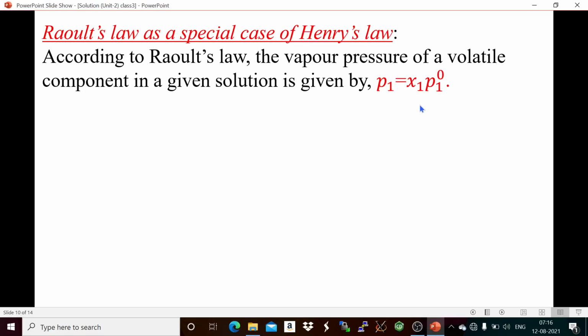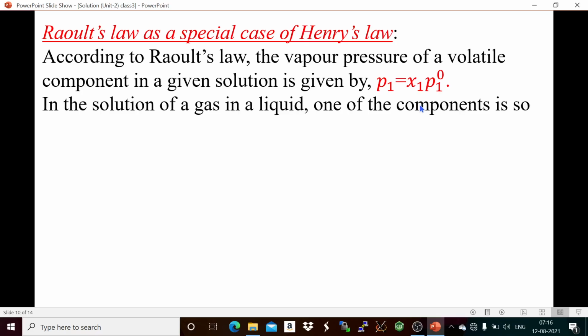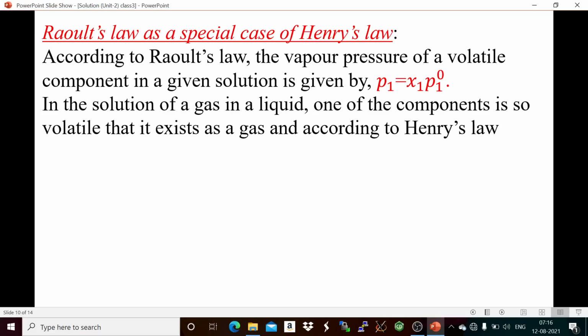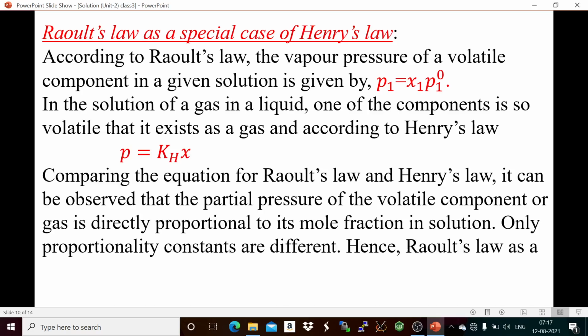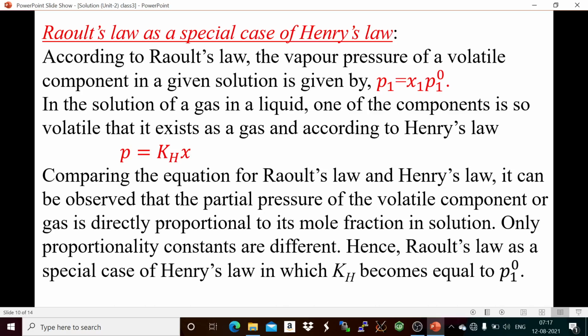Now if one of the components is so volatile that it exists as a gas, then we can apply Henry's law. According to Henry's law, partial pressure is equal to kH into x. If we compare these two equations, Raoult's law and Henry's law, partial pressure is directly proportional to mole fraction of the solute. So we can say that Raoult's law is a special case of Henry's law. Only the proportionality constants are different.